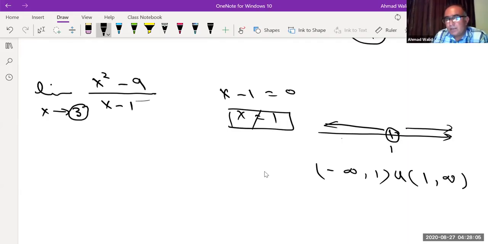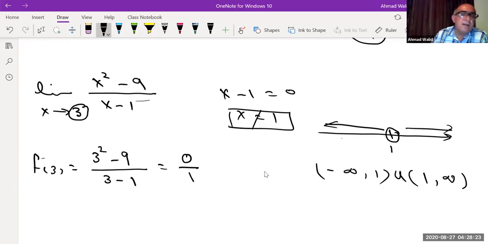Then use direct substitution. Look for the f of 3. f of 3 means 3 squared minus 9 over 3 minus 1, which gives you 9 minus 9, 0, over 2, so your answer is 0.